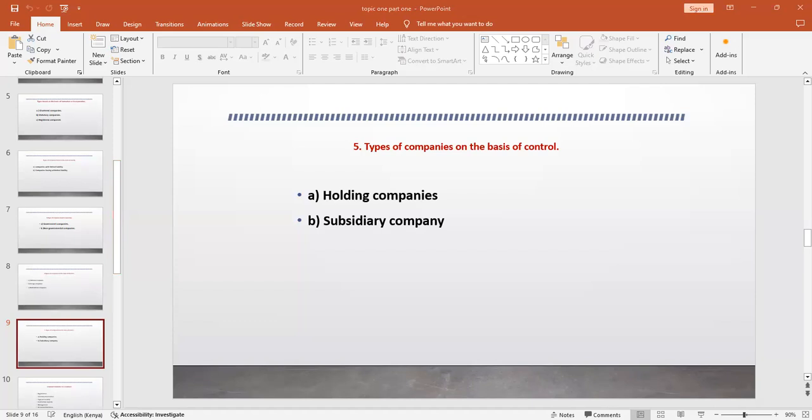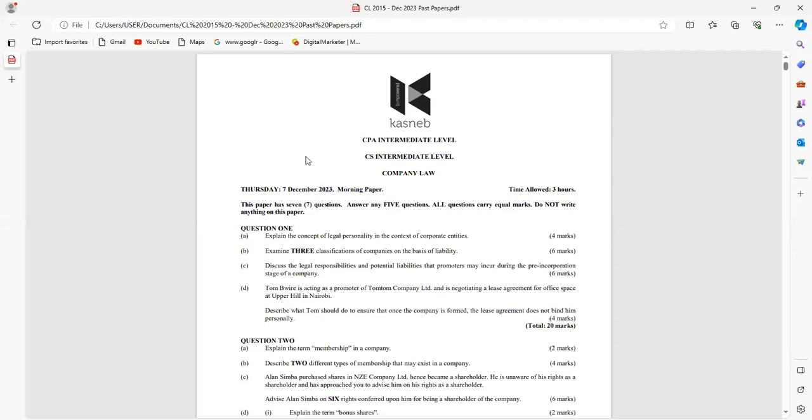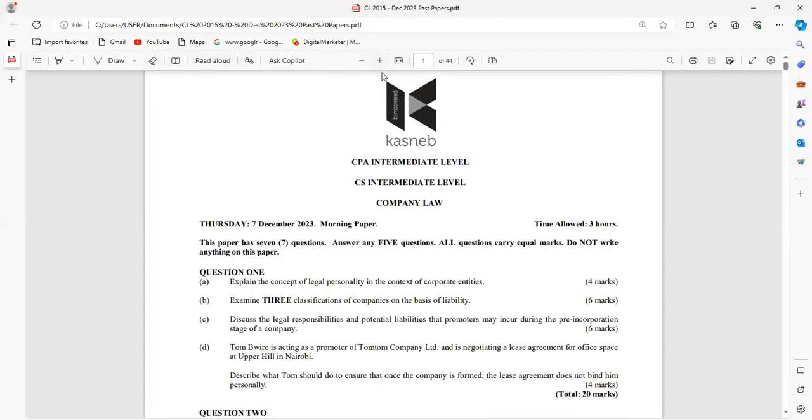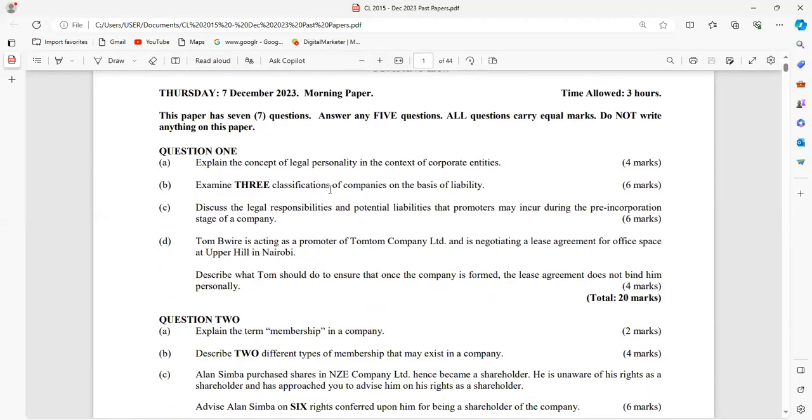All right, so look at this question here. Somebody posted this on your WhatsApp group. I just saw it today and I was like, good, let me use it in class. Are you able to see this past paper? Guys, can you confirm?